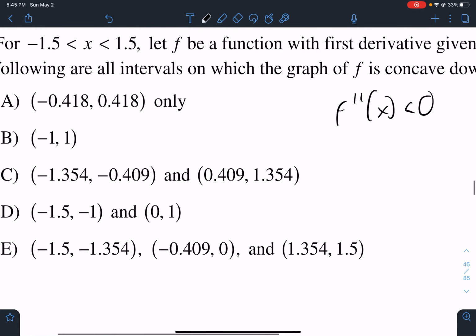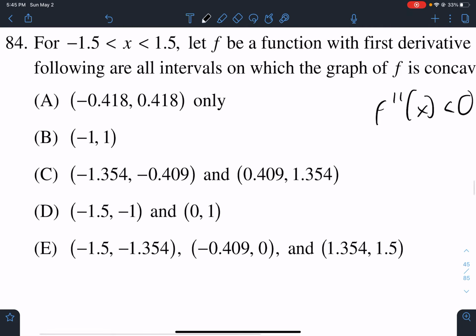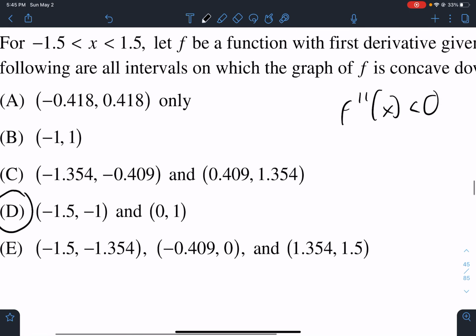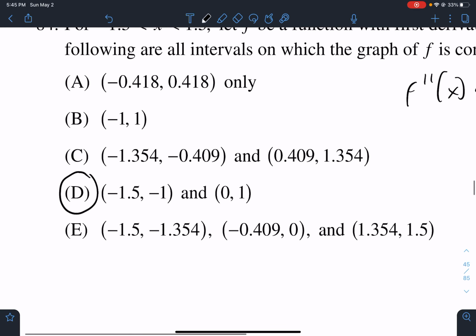And so when we look at these answers, only one of these fits this description, and that's answer D. Negative 1.5 to negative 1 and 0 to 1 are the only integrals. Jeez, I keep saying integrals instead of intervals. Sorry. The only intervals on which f is concave down.